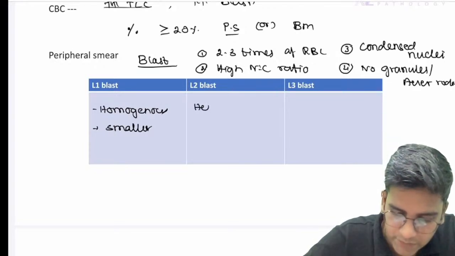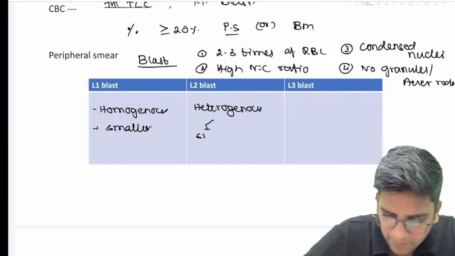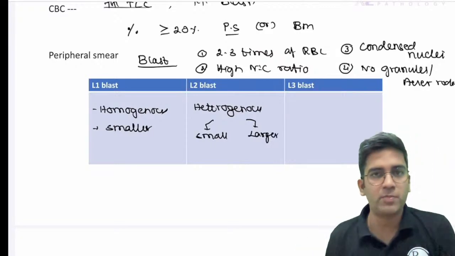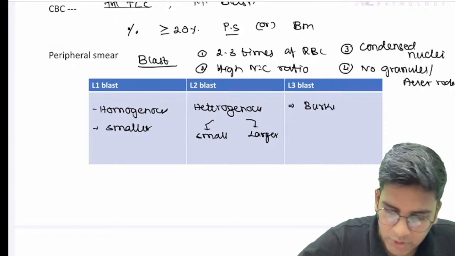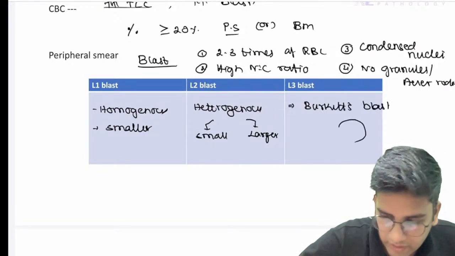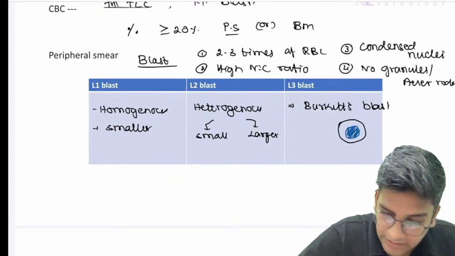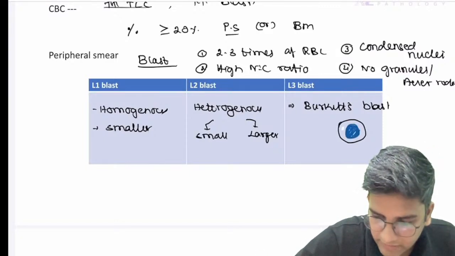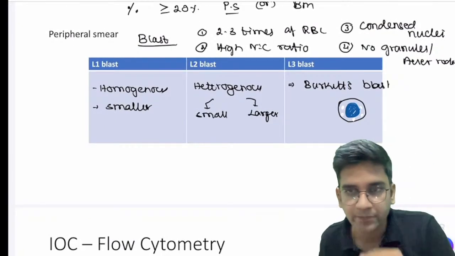L2 blast will be heterogeneous. When you see a heterogeneous population of blasts, I'll have both smaller blasts and medium-sized or larger blasts. L3 blast is equivalent to Burkitt's blast, which has a very characteristic appearance. Burkitt's blast will have a high NC ratio as usual. The cytoplasmic color will be bluish, and in the cytoplasm you'll have empty vacuoles. Sky blue cytoplasm is characteristic of a Burkitt's blast.